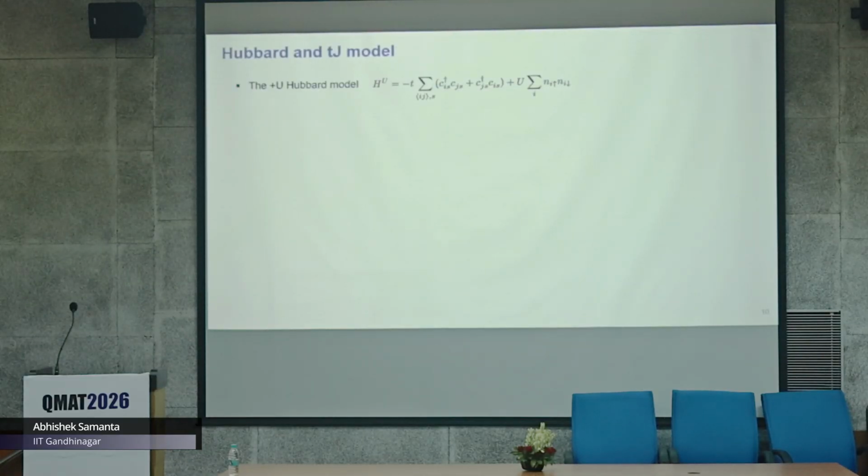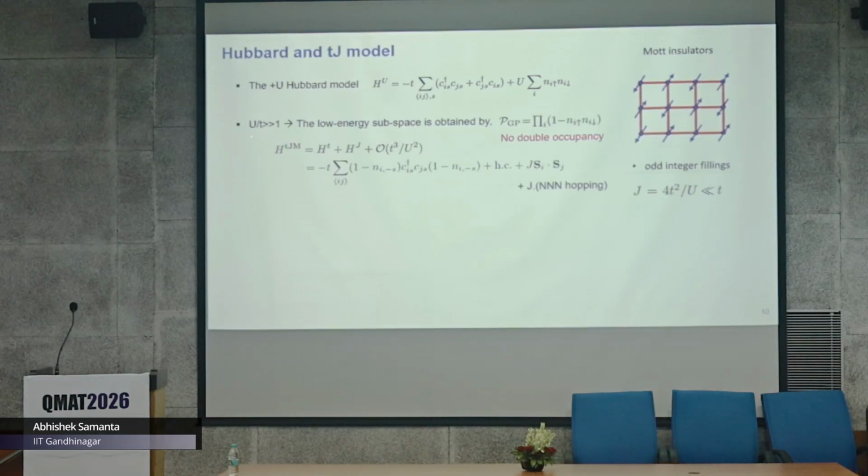Next we focus on the Hall coefficient of interacting models. We look at the repulsive U Hubbard model, where the Hamiltonian is given by this. In the large U/t limit, the low energy subspace of this Hamiltonian is obtained by applying a Gutzwiller projector, which ensures that there is no double occupancy, and we obtain the so-called t-J model Hamiltonian.